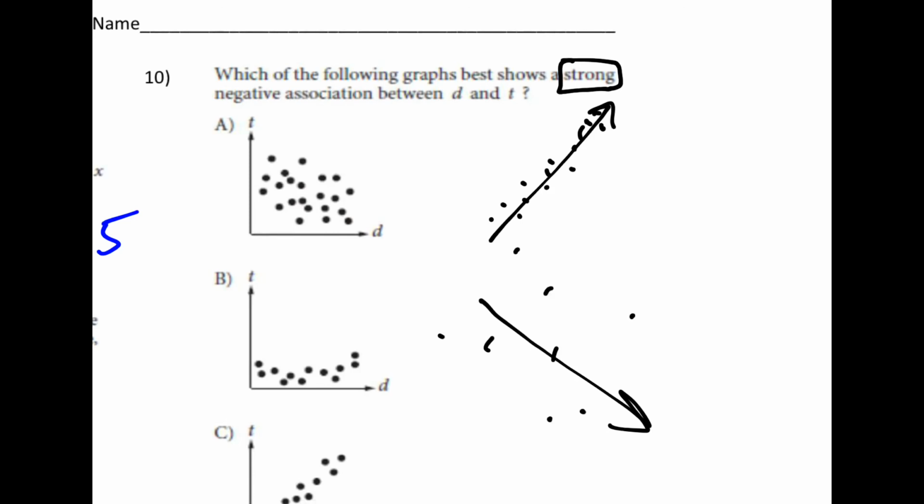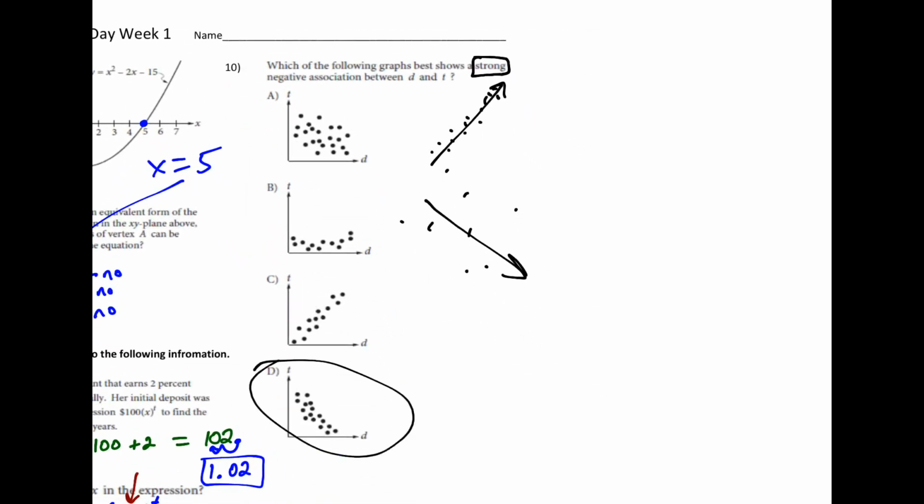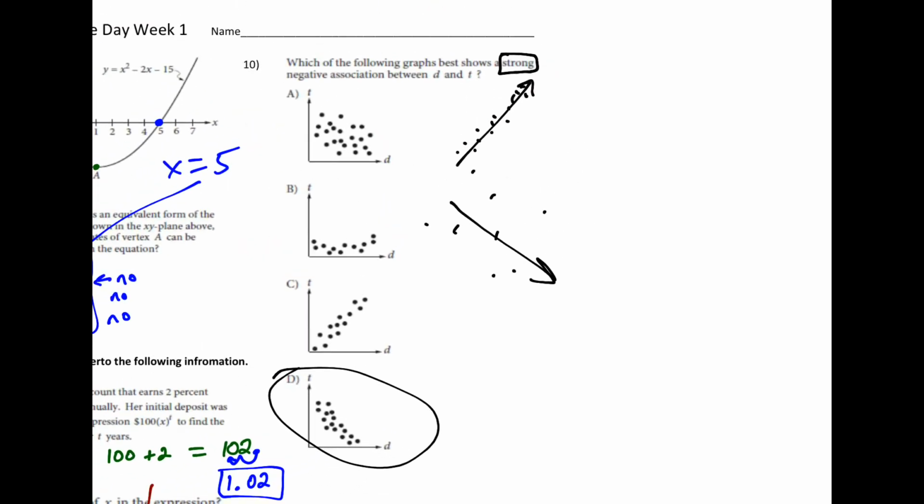So we're looking for something that goes down and kind of makes a line. There's our best choice. A might be somewhat negative in a trend, but it's not a strong association because they're all over the place, where this fits the pattern better.